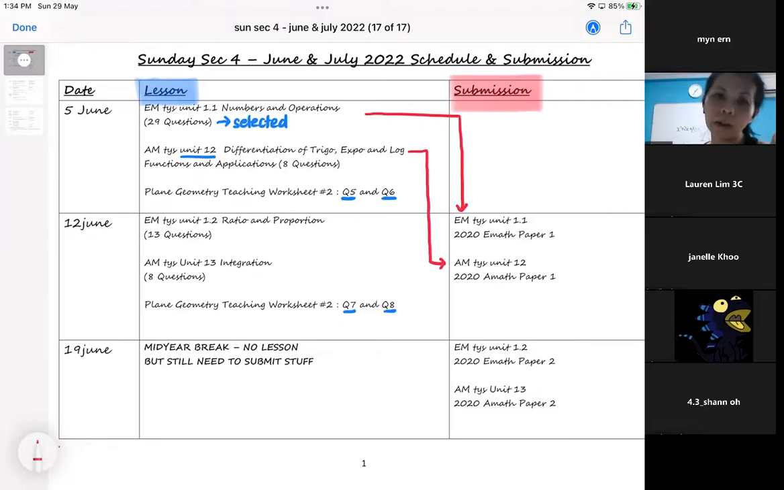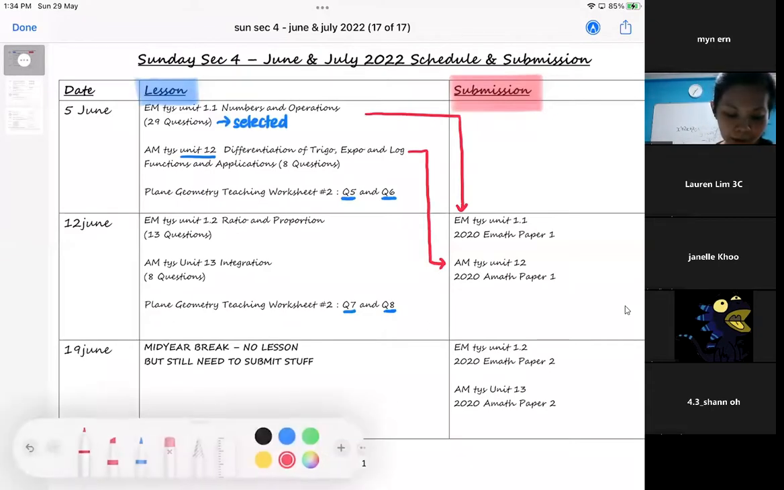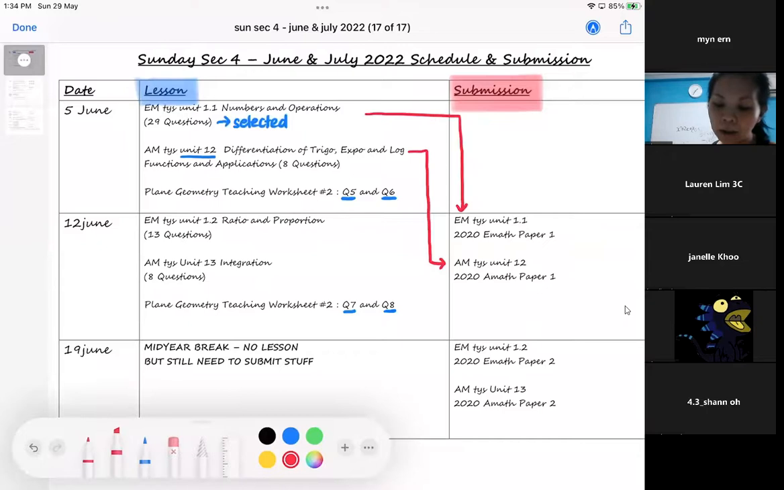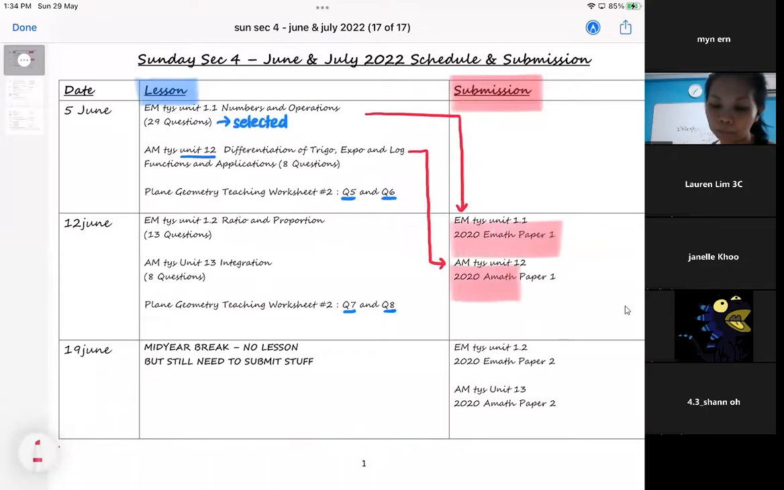And then you realize that I add on the 2020 E-Math paper. Glenn, you look here first. Make sure you understand what's going on. So I added in the paper. That's why I need you all to have your yearly TYS, not topical. If you don't have, let me know.